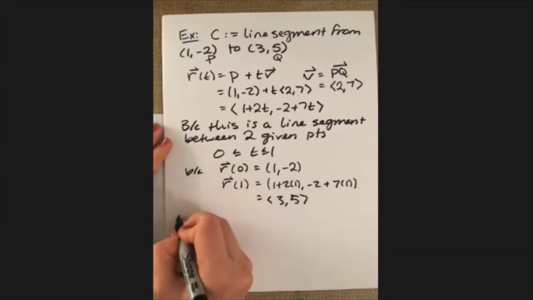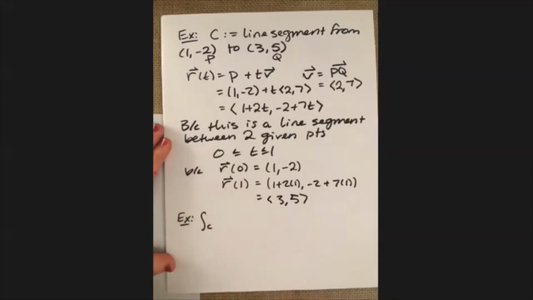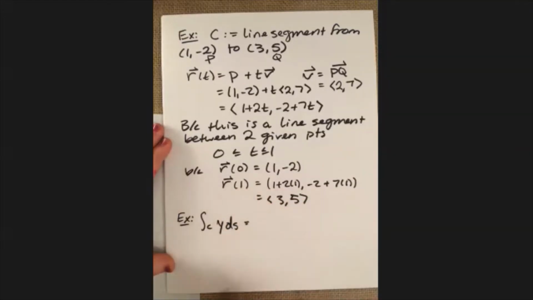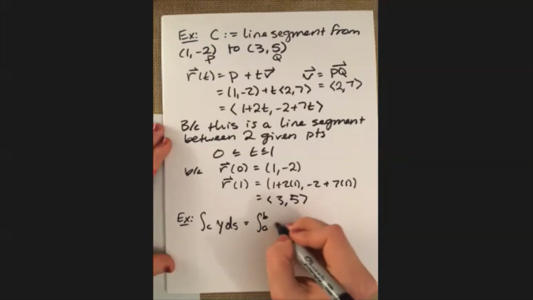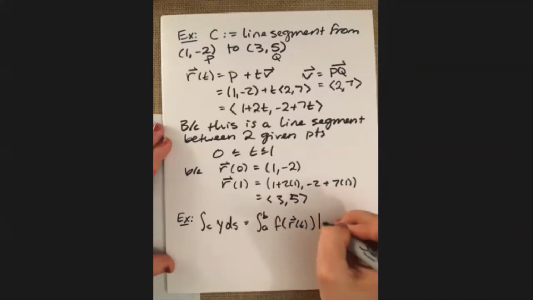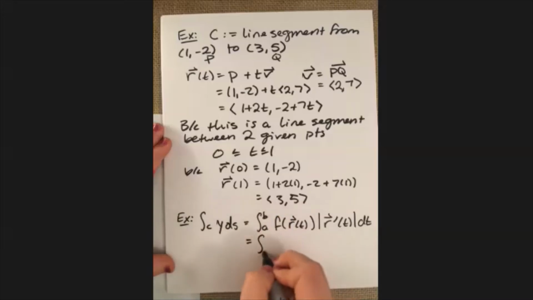So if I wanted to think about this in terms of putting this into an integral, what that would look like, so suppose I'm integrating over this curve of, I don't know, we could say y ds, for example. Well, the goal was integral from a to b of my function at r of t times the length of r prime of t dt. And so my bounds then would be from 0 to 1.